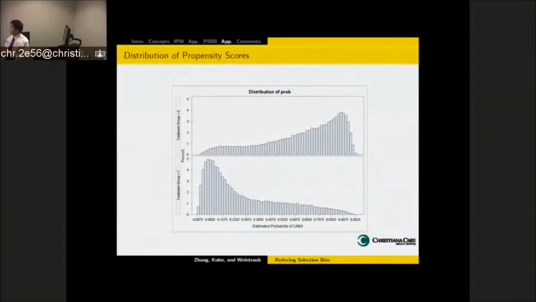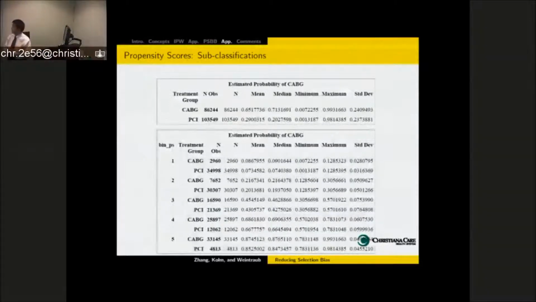And last Friday, I put this distribution for different groups together by using different colors. And see if we now separate this distribution of propensity score for different groups, we can see a huge difference in distribution. Now, let's look at what's the distribution after we subclassified this propensity score. First, we look at the results. So this is the results for different groups.